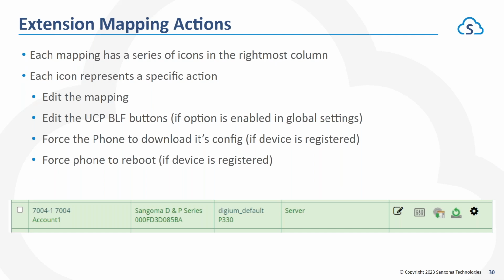Each individual mapping on the screen has a series of icons on the rightmost column. From here, you can use the little pencil button to edit the extension mapping. The UCP BLF buttons here, you can use that little slider icon to edit the buttons. This is the same configuration options that the user sees when they log into UCP. As an administrator, you can also override the BLF and horizontal soft key defaults of the template with personalized settings for this one specific device.